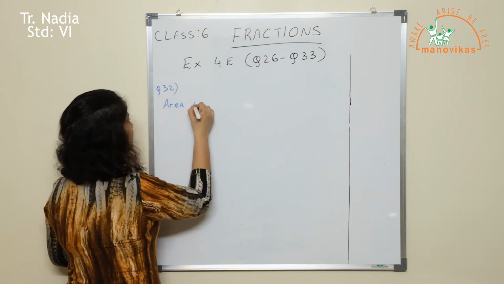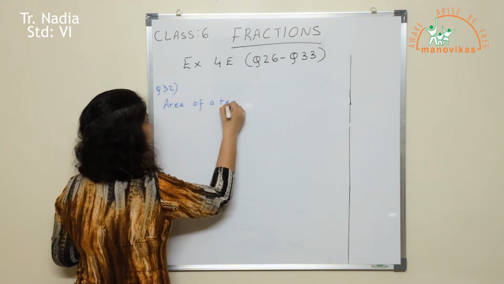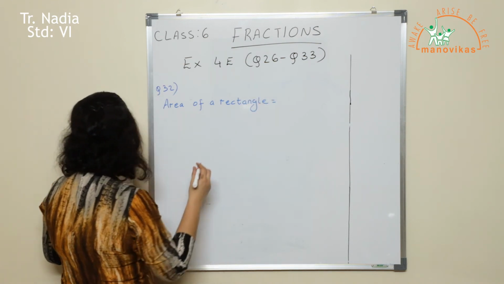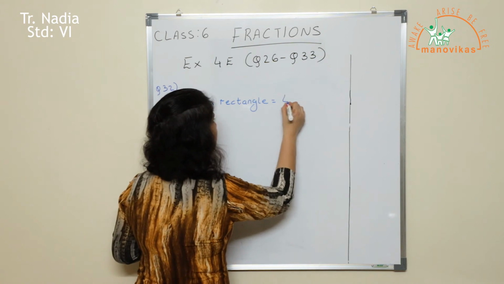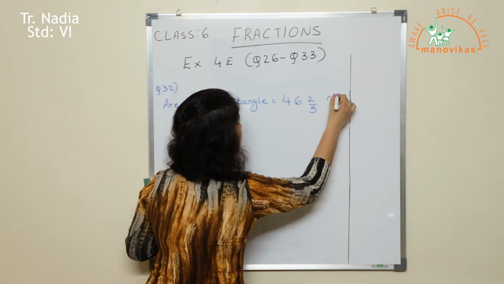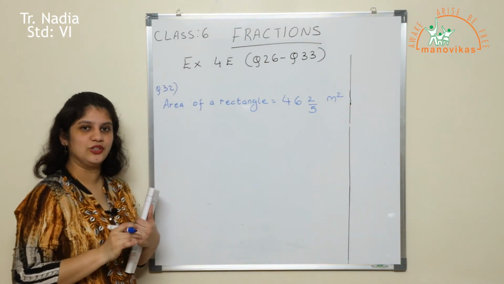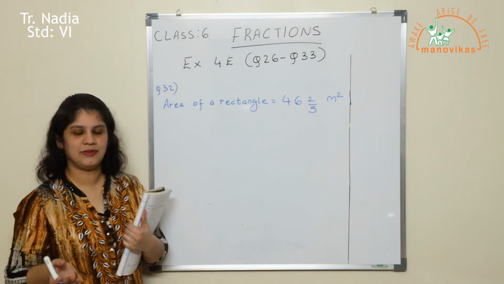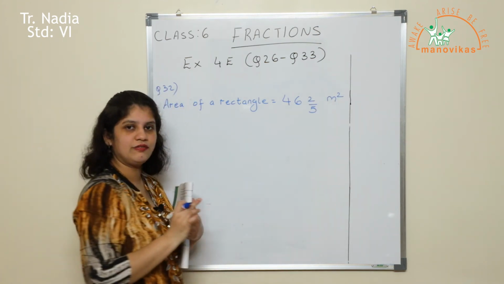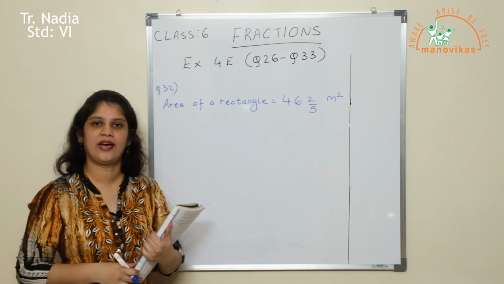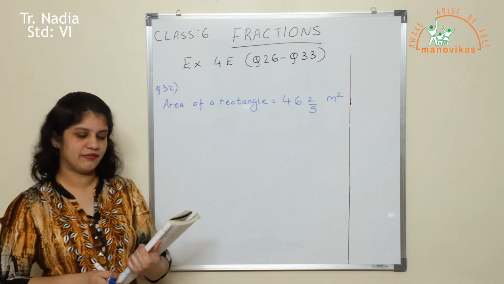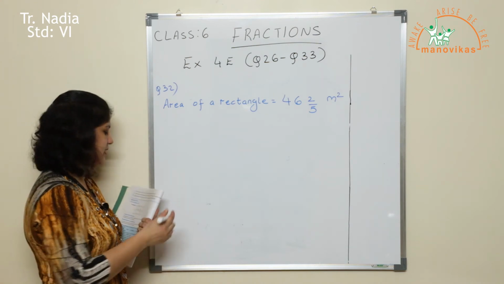Area of a rectangle is equal to 46 2/5 meter square. I had taught you all how to write the units of area. It is either centimeter square or meter square. So I can write it as meter raised to the power of 2, which is read as meter square or square meter. So area is 46 2/5 square meter or meter square.